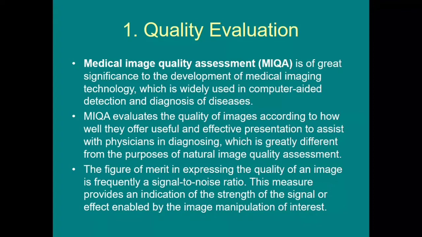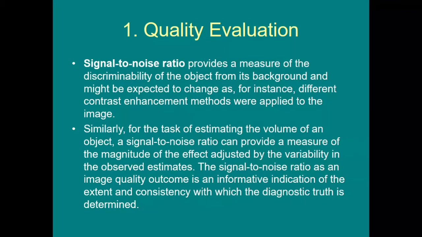The figure of merit in expressing the quality of an image is frequently a signal-to-noise ratio. This measure provides an indication of the strength of the signal or effect enabled by the image manipulation of interest. Signal-to-noise ratio provides a measure of the discriminability of the object from its background and might be expected to change as, for instance, different contrast enhancement methods were applied to the image.